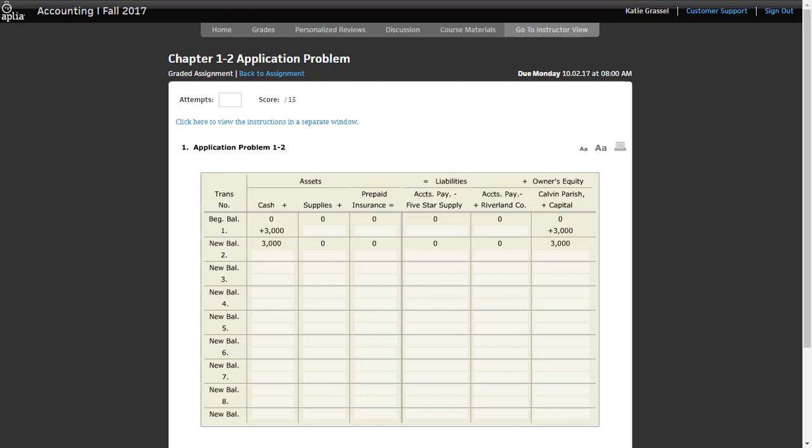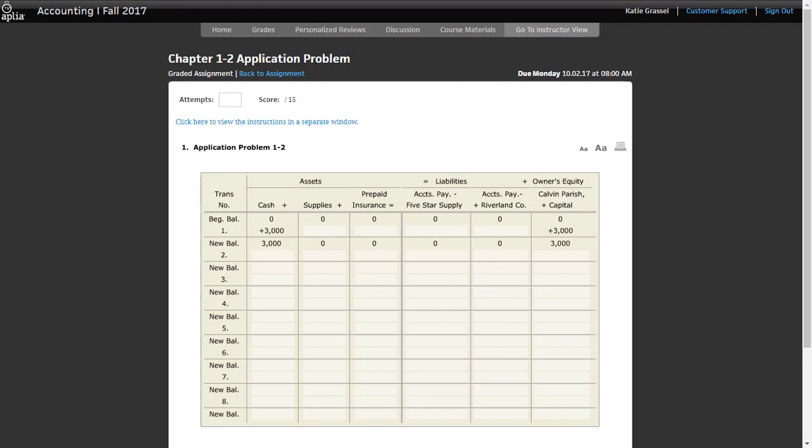So I want you to take a look at application 1-2 here. 1-2 is a little bit different than what we did in our work together and on your own. So for application 1-1, we have our accounting equation going across the top. We have assets equals liabilities plus owner's equity. And then below there, where it says cash is an asset. Here it says supplies is an asset. In here it says our account title prepaid insurance. Remember how I explained how prepaid insurance is an asset?